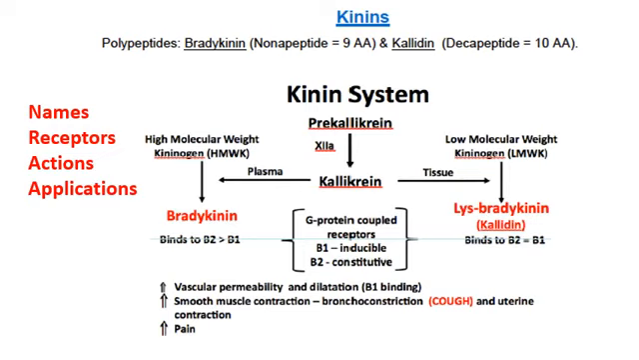What does it mean constitutive and inducible? Constitutive is a receptor which is tonically active. الريسبتور ده شغال كده بنفسه، يعني الاكشن بتاعت الريسبتور ده this is a part of our physiology. It's maintaining our normal function. It's maintaining our normal balance.